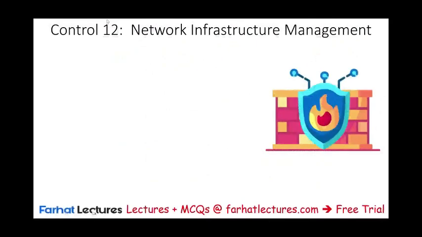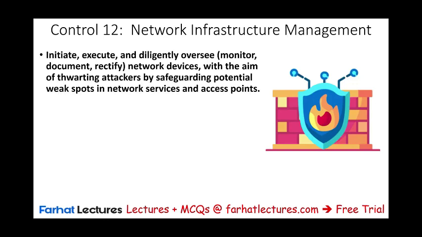Let's take a look at Control 12. Control 12 deals with network infrastructure management. And network is where people or attackers try to get you through the network. So the goal is to establish, execute, and diligently oversee, which is monitor, network devices with the aim of stopping attackers by safeguarding potential weak spots in your network services and access point. Here we're talking about the network, because through the port, through the network, hackers get to you.